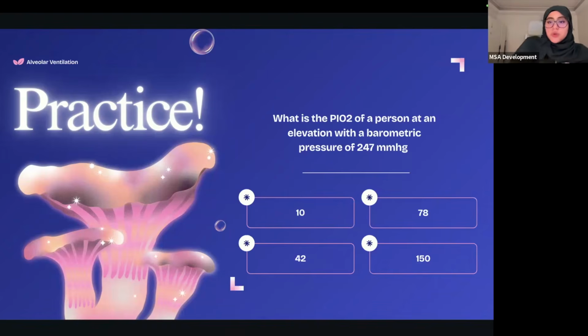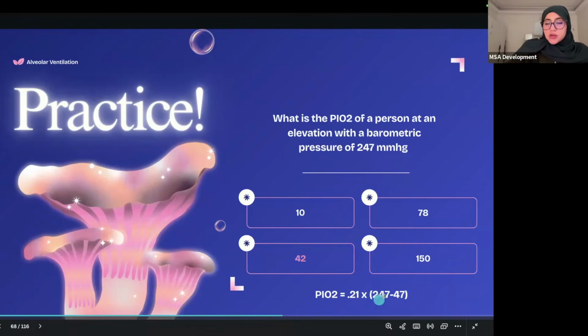First of all, what is the inspired partial pressure of oxygen of a person at elevation with a barometric pressure of 247? I'll give you a second to solve this. Okay, so the answer is 42. Under normal circumstances, it's the fraction of oxygen, as we said before, times the barometric pressure minus the water pressure. And according to this, it's 42.